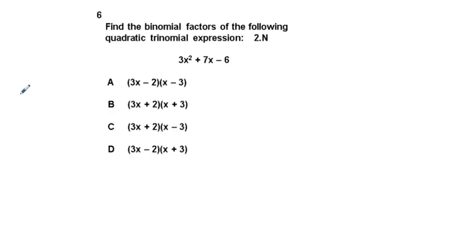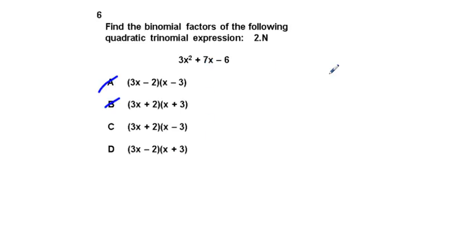Find the binomial factors of the following quadratic trinomial expression. We have 3x squared plus 7x minus 6, and then you have these different options below. Well, first of all, you have minus 6. So how do you get a negative? By multiplying a negative times a positive. So anything like answer choice A and answer choice B, off limits immediately. And then you can just multiply choices C and D together if you'd like to see which one gives you this middle term of positive 7x. I think it's answer choice D.